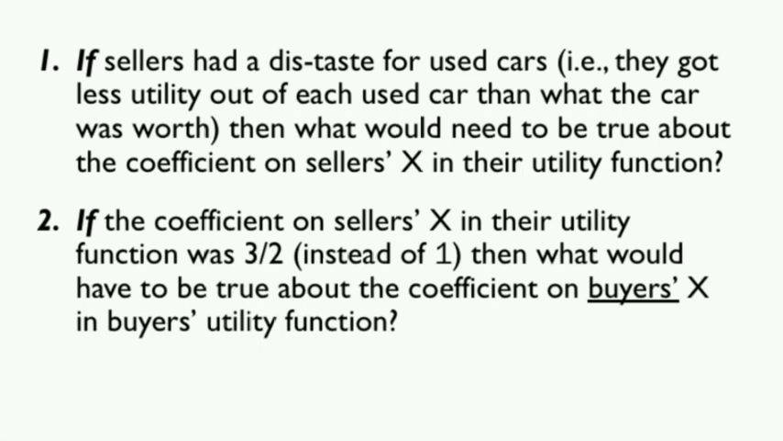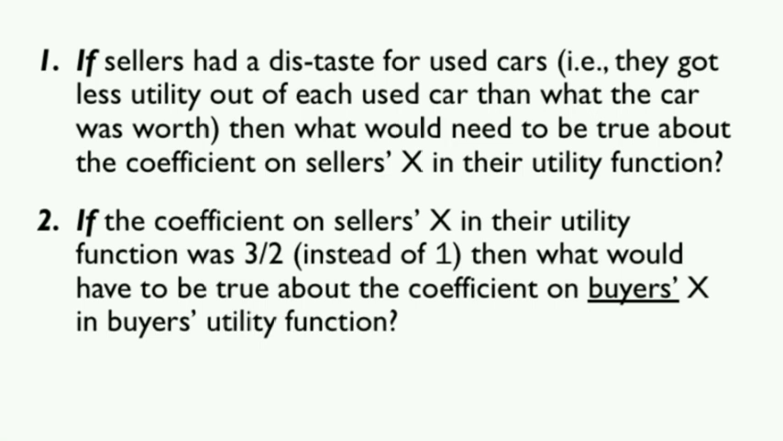For the exercise today, I'd like you to think about two hypothetical situations and then consider how we would need to update the utility functions that belong to the buyers and sellers of the used cars if these situations actually characterize the world. So question number one is, if sellers had a distaste for used cars, in other words, they got less utility out of each used car than what the car was worth, then what would need to be true about the coefficient on seller's X in their utility function?